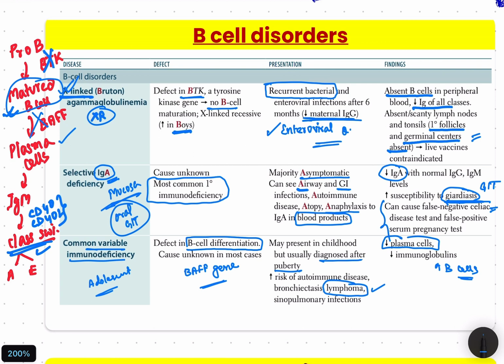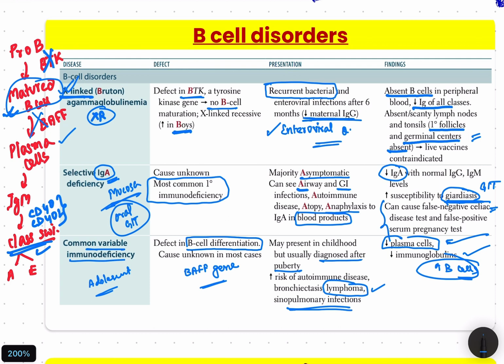So the main important point is that it occurs in adolescence. After adolescence, there is increased risk of sinopulmonary infections, because plasma cells are decreased, so there is decreased antibody production, and the sinopulmonary infections will be increased. And there will be decreased plasma cells as well as decreased immunoglobulins, but B cells will be high. That is important.